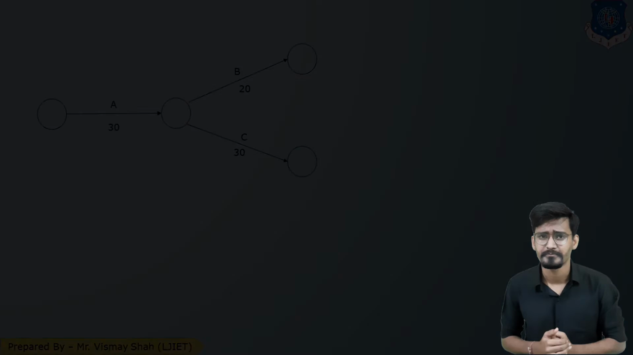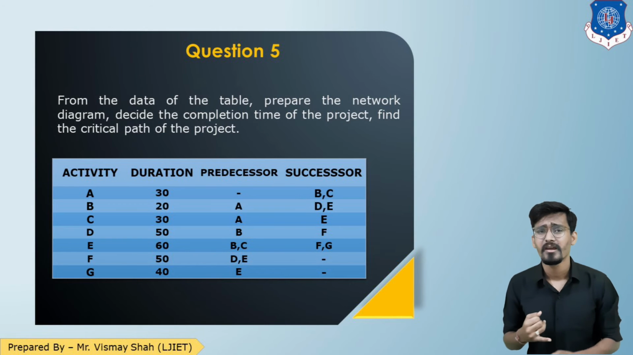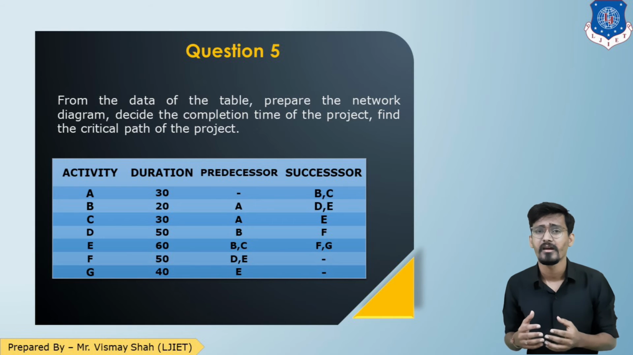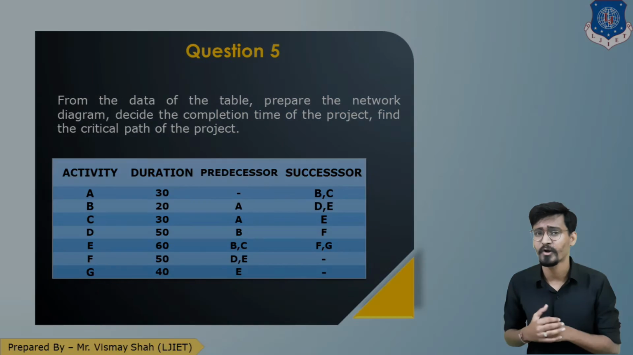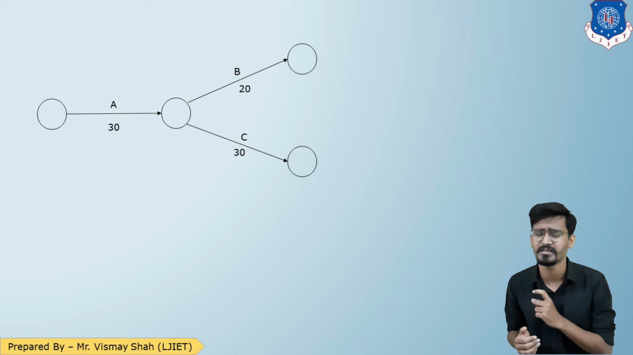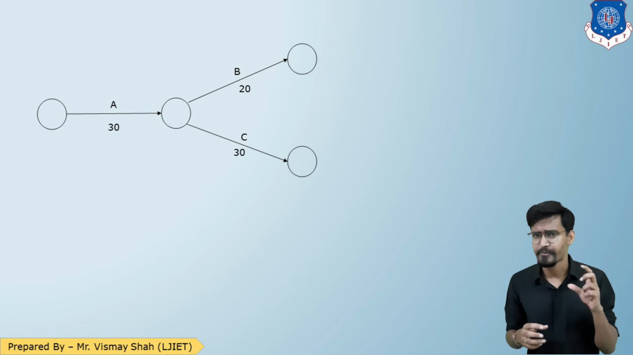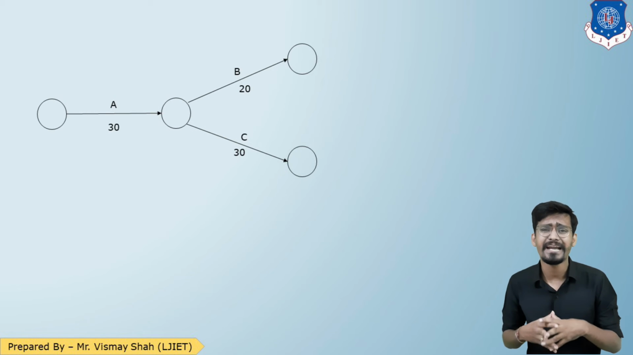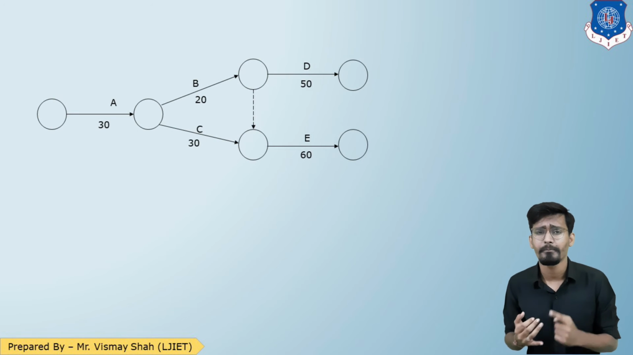Let's come back to the question again. Now from activity B, successors are D and E, and activity C's successor is E. That means activity E is coming out from B and C. But again, let us come back to the last point of the network. In the network, as you can see, we cannot merge the endpoints of B and C, because that is a grammatical error, because their start point is same, so we cannot have the endpoints same. So we need to have the dummy.